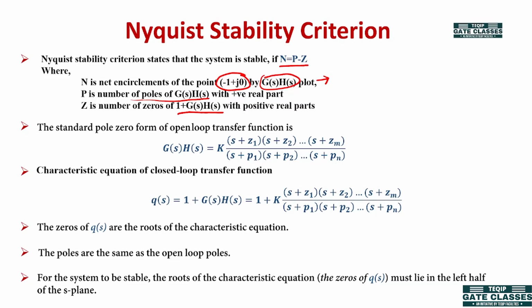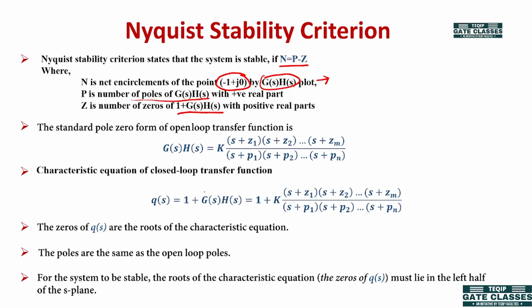Let us consider the standard form of the open loop transfer function, G(s)H(s) equal to K times (s plus z1)(s plus z2) up to (s plus zm), divided by (s plus p1)(s plus p2) up to (s plus pn). Then the characteristic equation of the closed loop transfer function would be Q(s) equal to 1 plus G(s)H(s), which is (s plus z1)(s plus z2) up to (s plus zm) divided by (s plus p1)(s plus p2) up to (s plus pn).